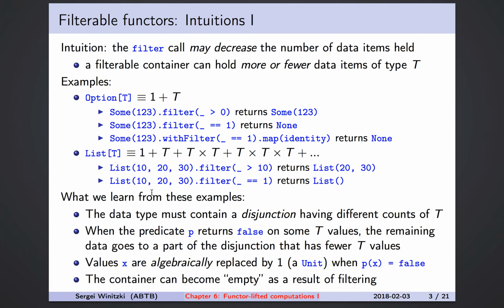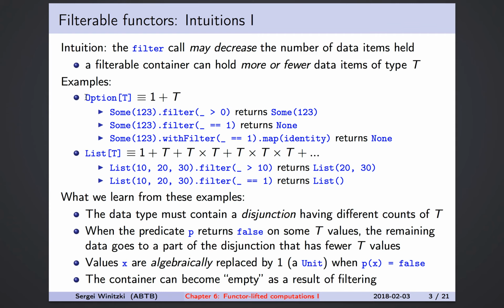The main intuition is that the filter function, when you call it with some non-trivial condition, may decrease the number of data items that a container holds. It may not decrease it, but it may also decrease. The container, therefore, must be able to hold fewer or more data items. It must be able to hold, in some sense, a different number of data items. Of course, still of the same type T.